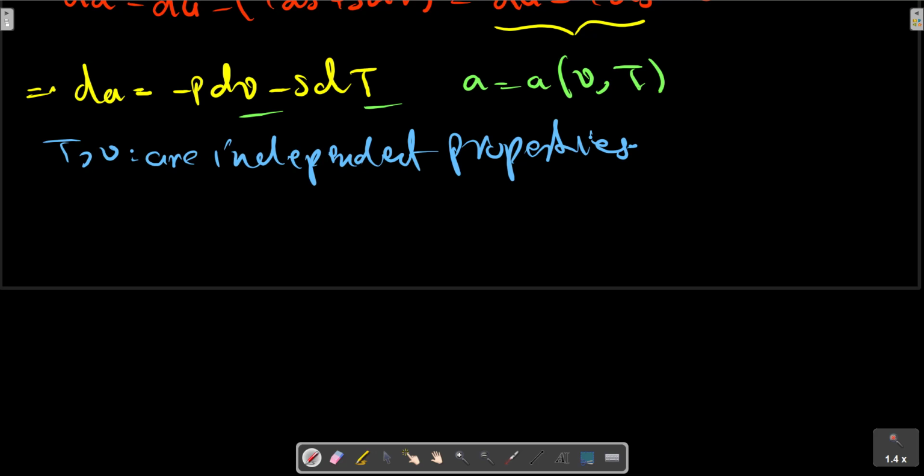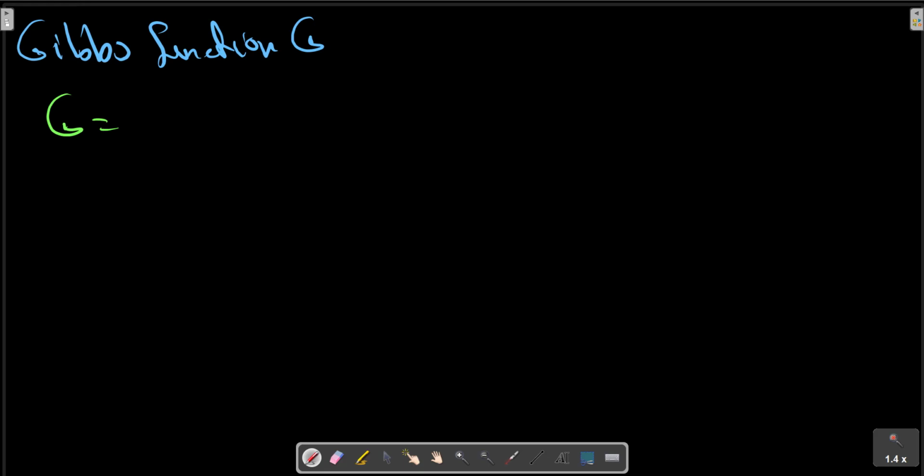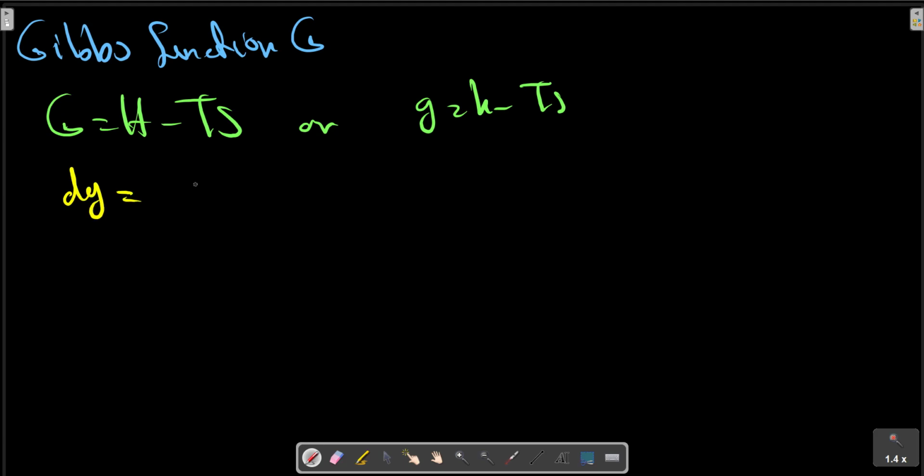The second property is the Gibbs function G. G equals H minus TS. Differentiating, dG equals dH minus T dS minus S dT.